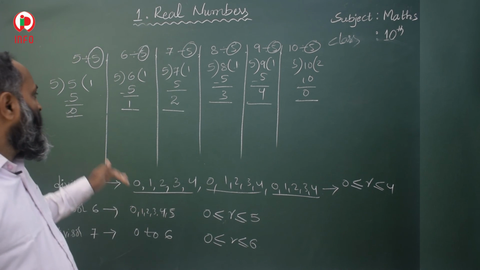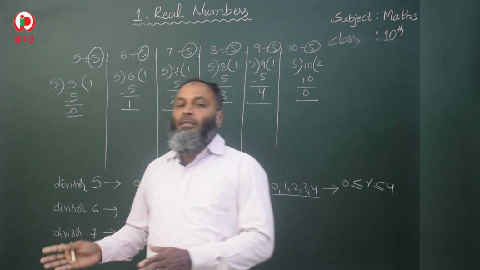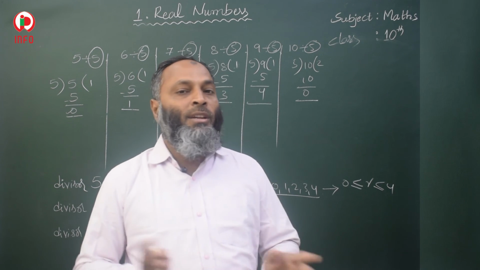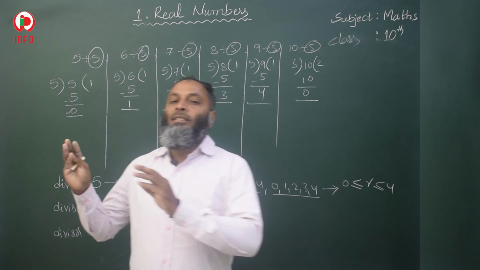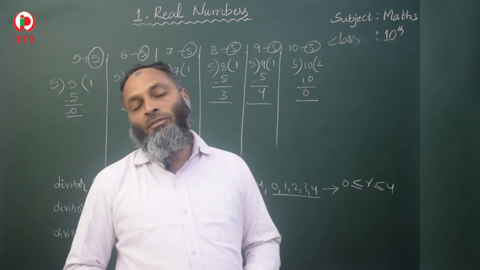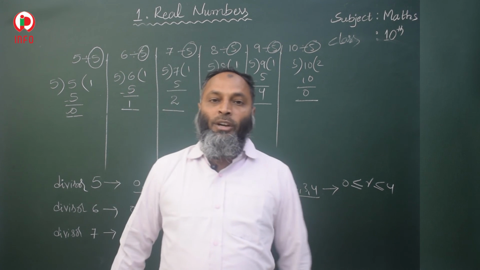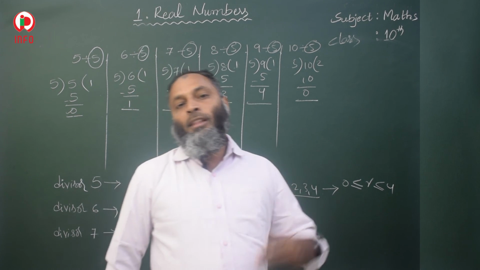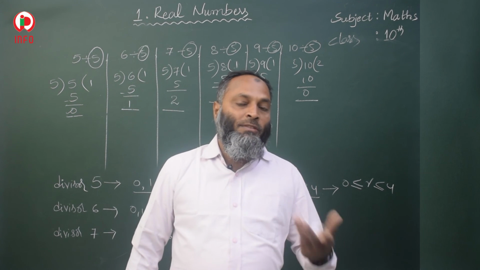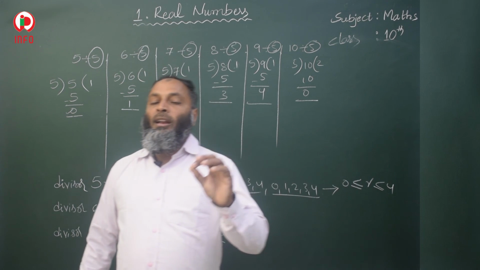So generally, it depends on the divisor. If the divisor is 10, the remainders are from 0 to 9. If the divisor is 13, the remainders are from 0 to 12, a total of 13 remainders, because 0 is also included. When the divisor is 20, we get 20 remainders, that is, from 0 to 19.